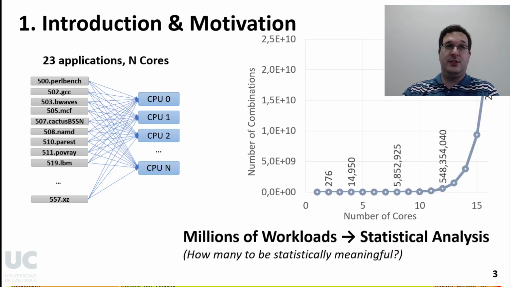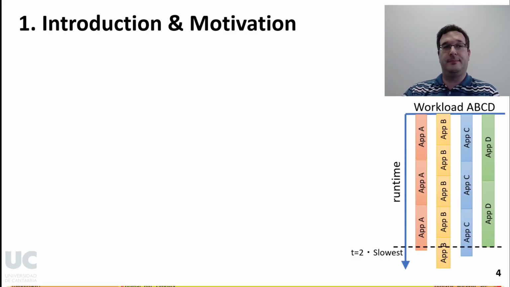For example, using SPEC CPU 2017 as a source of representative applications, if you have 23 applications mixed in n cores, you will have 23 to the power of n possible workloads, which escalates quickly and means millions of workloads in a modern multi-core computer. In such case, it seems mandatory to use statistical tools to reduce the number of workloads needed to make an informed decision. But how many do we need?